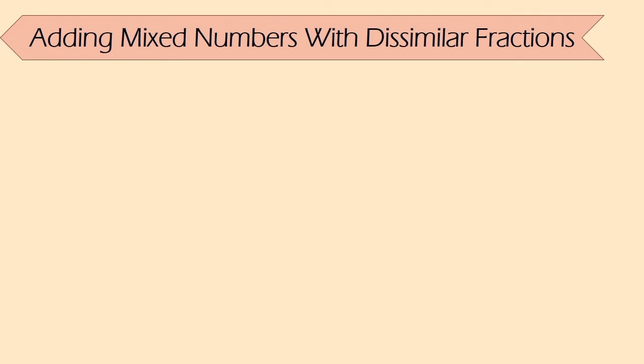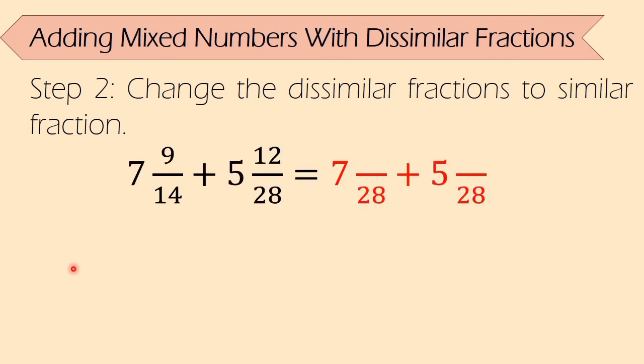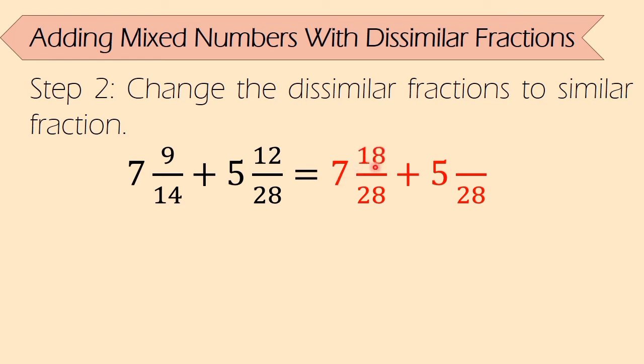Step 2 is to change the dissimilar fractions into similar fractions using the LCD. So our LCD is 28. So we are going to put it here. And then the next step is we are going to divide 28 by 14, which is our old denominator. So 28 divided by 14 is equal to 2, and then we are going to multiply 2 and 9. 9 is our old numerator. So 2 times 9 equals 18. So our new numerator is 18. So we now have 7 and 18/28.